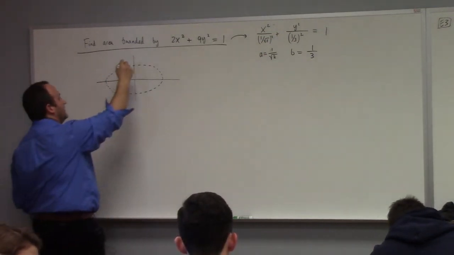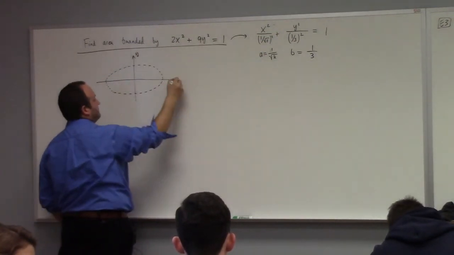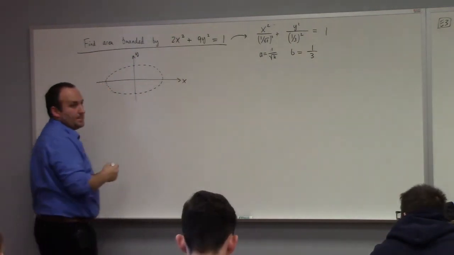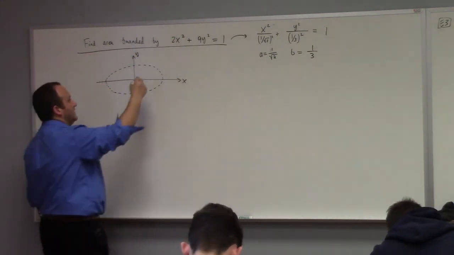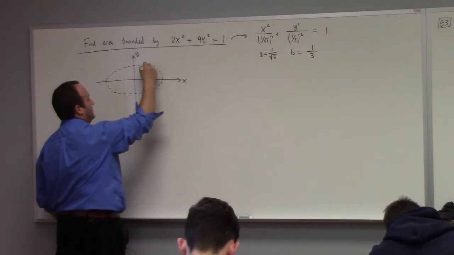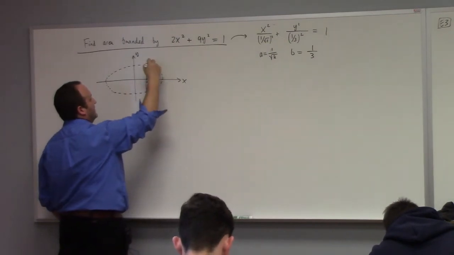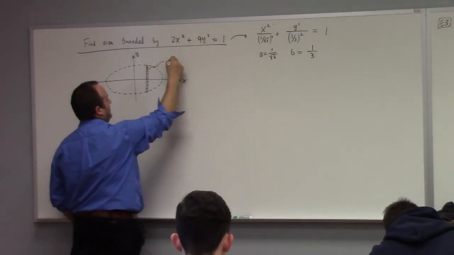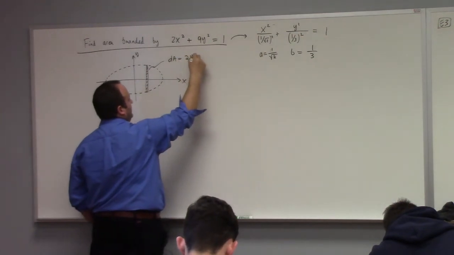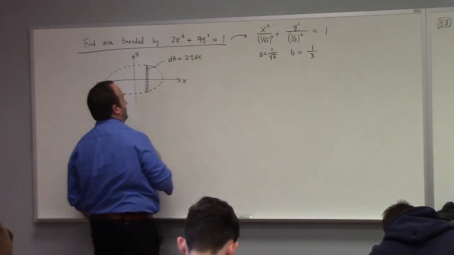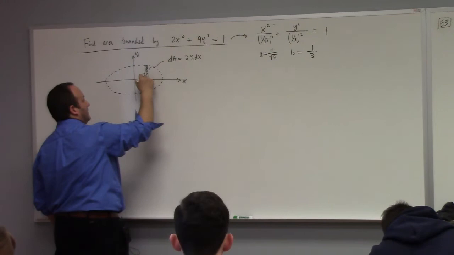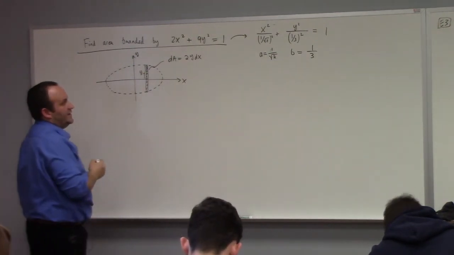So how are we going to find the area? What I do is I think about chopping it up into little pieces. So this dA will be 2y dx, right? Where y is this. And what is that y equal to?